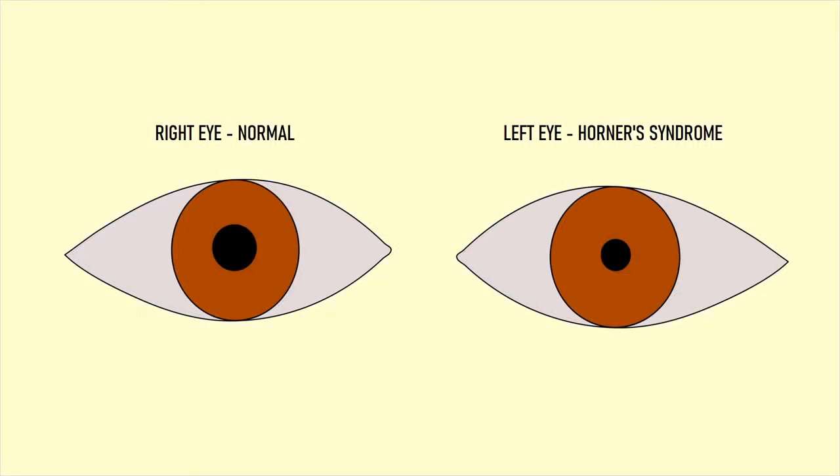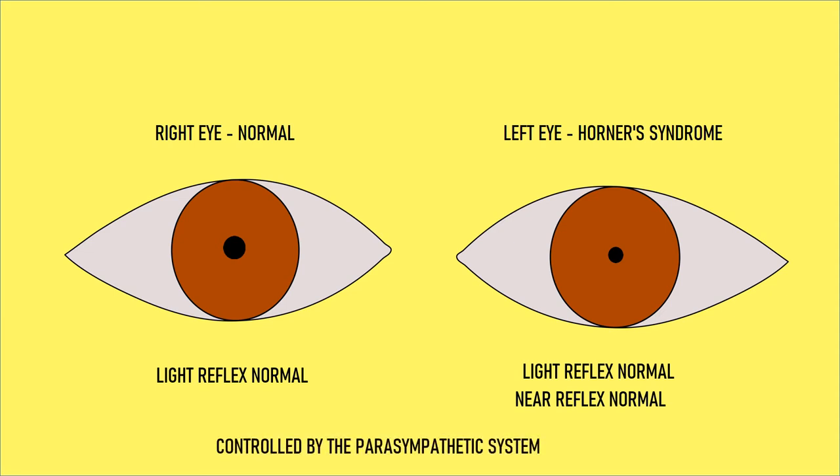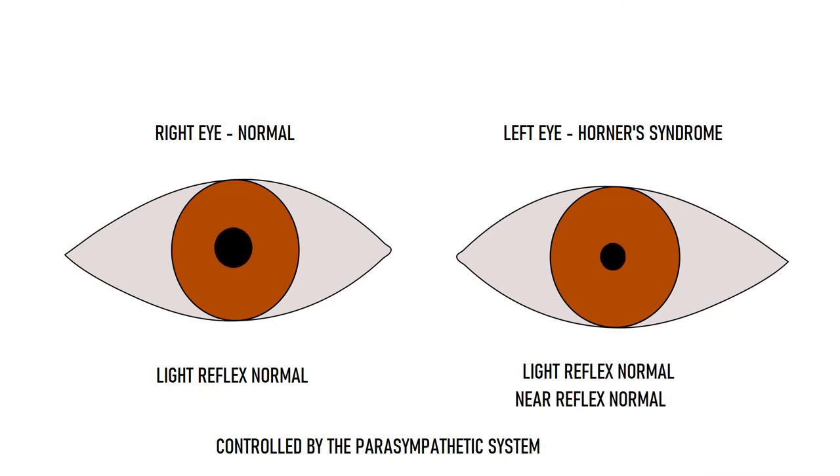How does the Horner's pupil respond to bright light? Now, when this patient is exposed to bright light, both the pupils will react by constricting normally. Also, the near reflex would be normal in this case because both the light reflex as well as the near reflex are controlled by the parasympathetic system. Thus, anisocoria would not change in bright light. However, once the light stimulus is removed and the pupils start returning to their normal resting position, the pupil on the affected side will redilate slowly due to dilation lag.